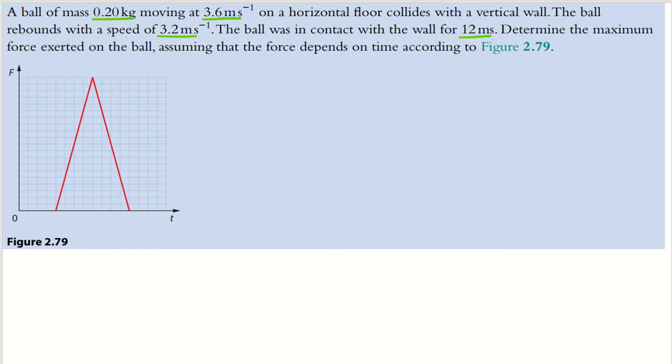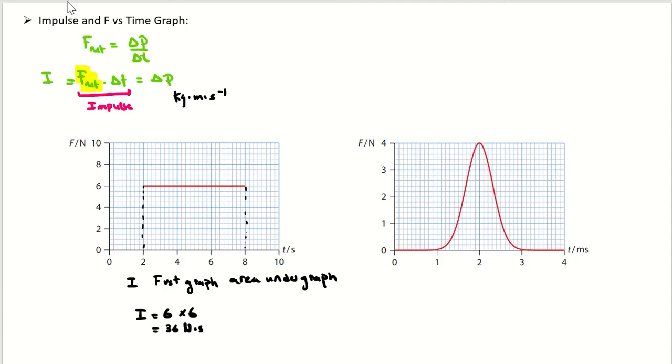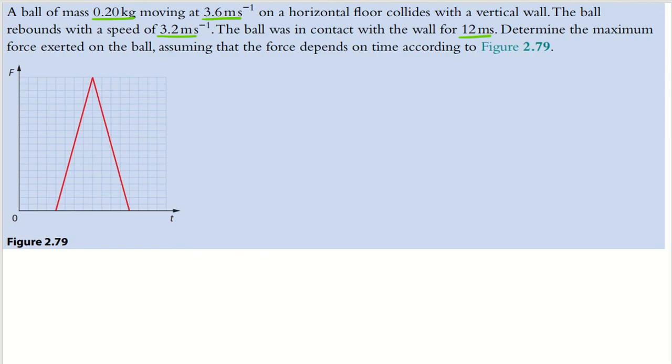Determine the maximum force. So he's asking for the maximum force, not the average force, okay? Which is, so here, this force right here, this is the net average force, okay? He's not asking for this, he's asking for the max. Assume that the force depends on the time according to this figure. So he has given me the relationship, or how the force is varying with respect to time. And he's asking for the maximum force in such a way that the speed has changed from 3.6 to 3.2 in this time. So you can pause the video and try to solve it.